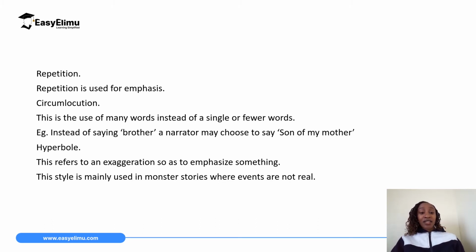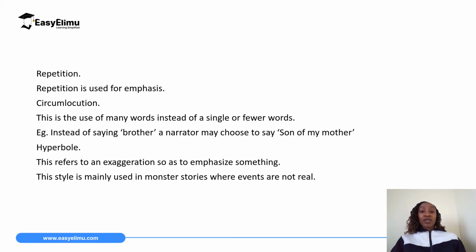Another stylistic device is circumlocution, which is the use of many words instead of a single word or instead of few words. So let's say you're narrating a story and then you say, that son of my mother stole my phone. You see the words, the son of my mother, 4 words, instead of just saying, my brother stole my phone. So it also makes the story a bit interesting. So it is allowed to use many words instead of one word.